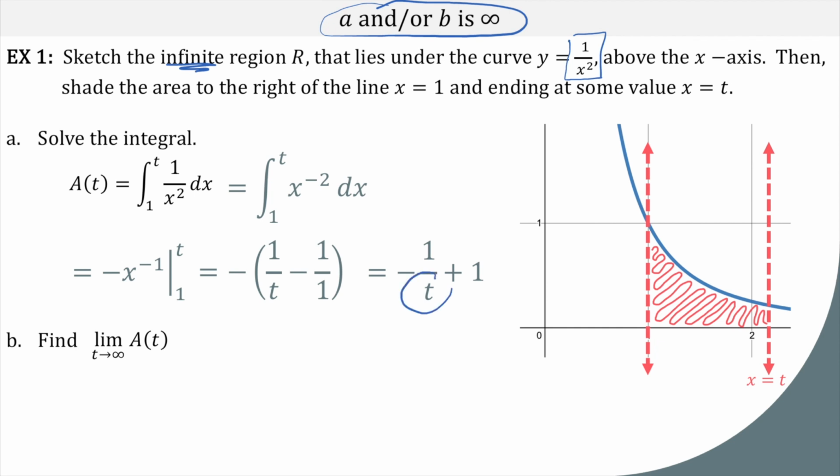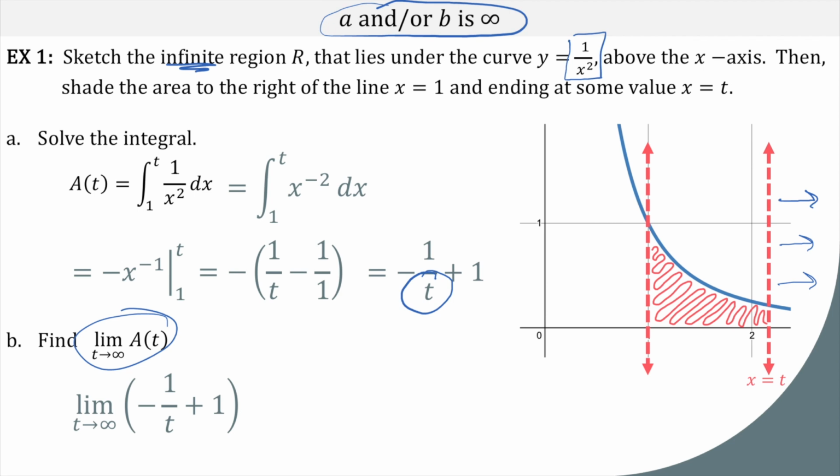Now, what is this t? It's just some arbitrary number that we've said, well, the graph stops there. But that arbitrary number could just keep moving to the right. It could go all the way to infinity. That's what we're going to do. We're going to let it go to infinity.